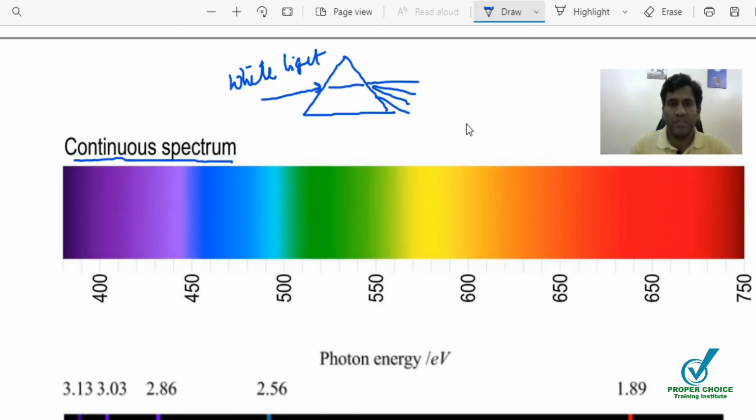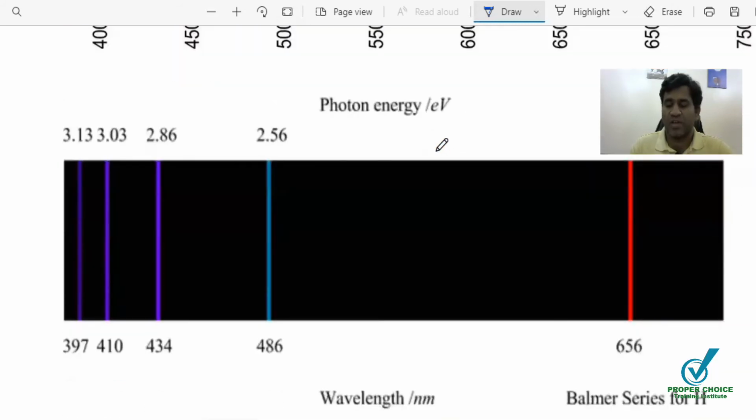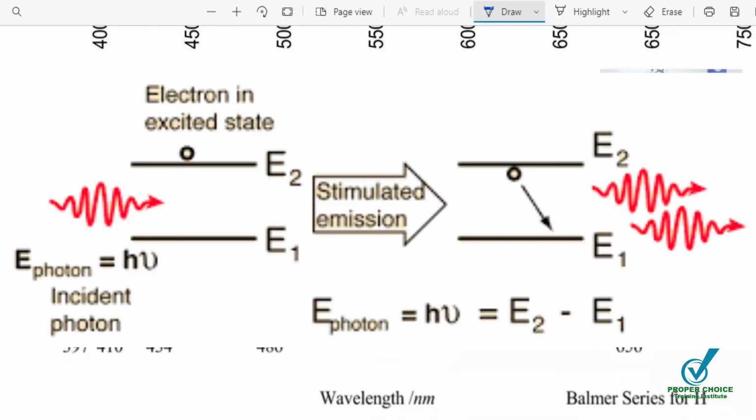But how are the spectrums of elements, such as hydrogen, generated? Hydrogen gas is filled in a tube, and an electric current is passed through that tube. Because of that current, the electron in the hydrogen atom gains energy and jumps from the lower energy level to a higher energy level. While coming back from the higher energy level to the lower energy level, it emits light in the form of a photon, and the color of the light depends on its wavelength.